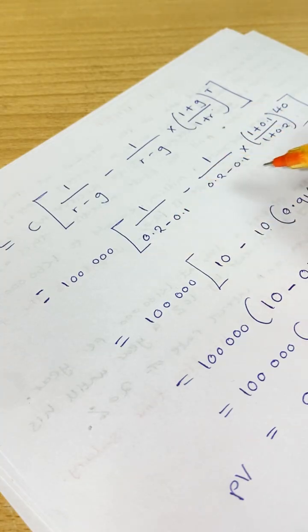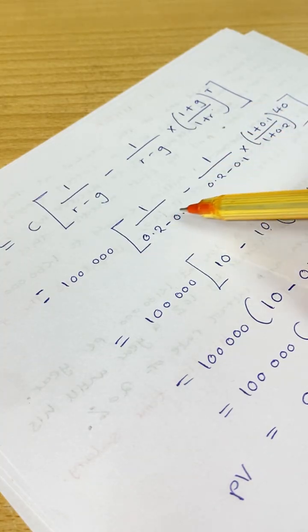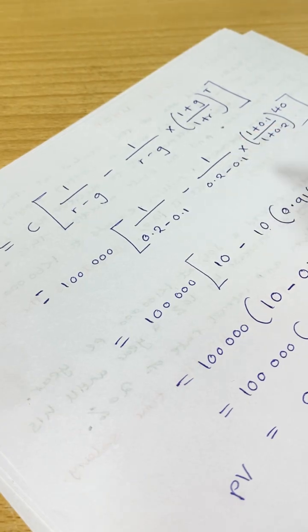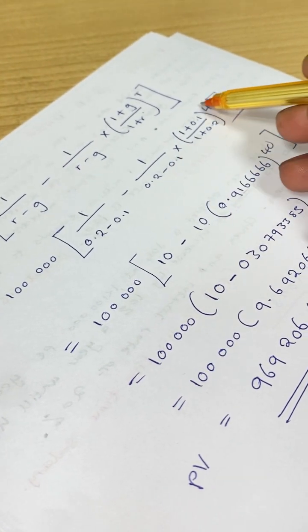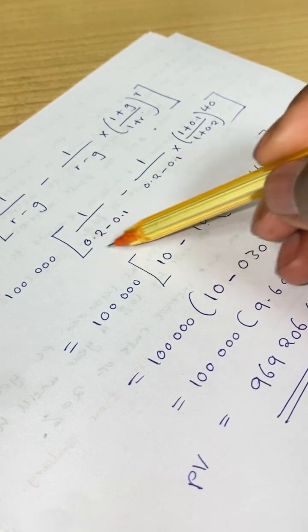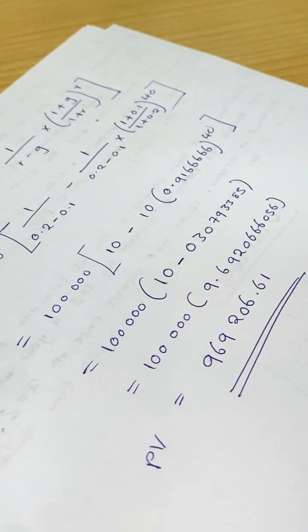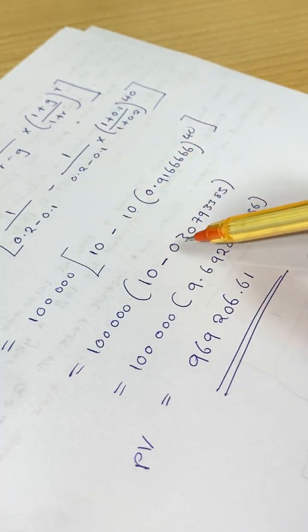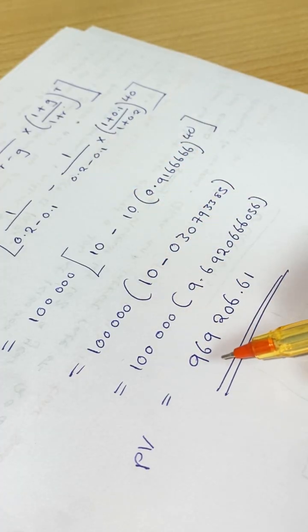Then when multiplying, don't start by subtracting these two, because you can get a 0. So first work out everything on this side. When you do whatever is on this side, then you subtract from the figure that is here, which is the 10. So you come with the 10 until you finish everything on this side. That's when you can subtract from 10. You have this, you multiply by 100,000, then you get your present value.